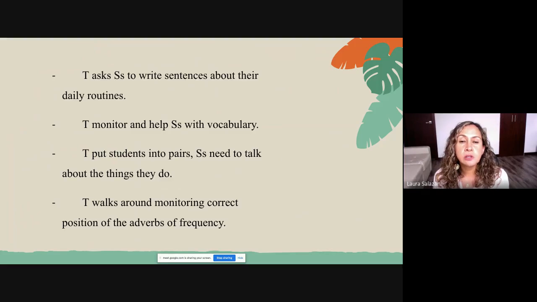Teacher puts students into pairs. Students need to talk about the things they do, about their daily routine. Teacher walks around monitoring correct position of adverbs of frequency.